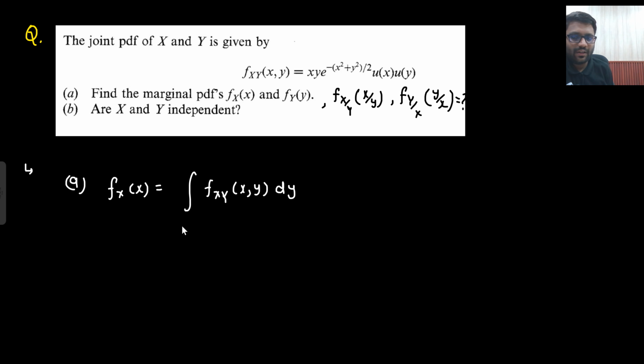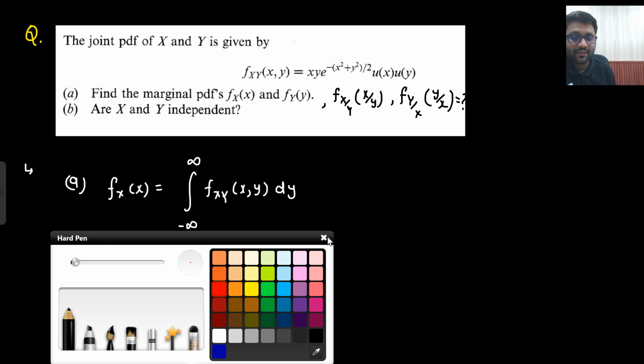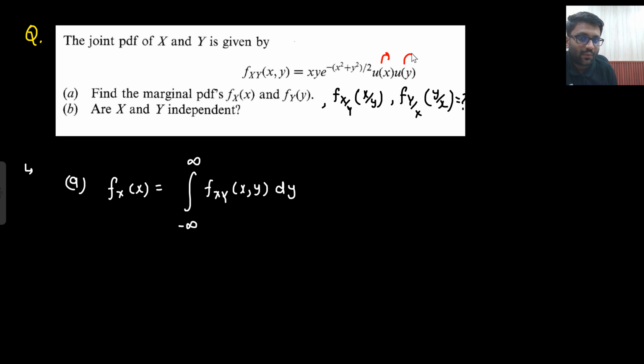From minus infinity to infinity. Minus infinity to infinity. But just see the expression. u(x) is connected, u(y) is connected. That means actually your x is going from 0 to infinity. You can add the equal sign as well. And y is also going from 0 to infinity.